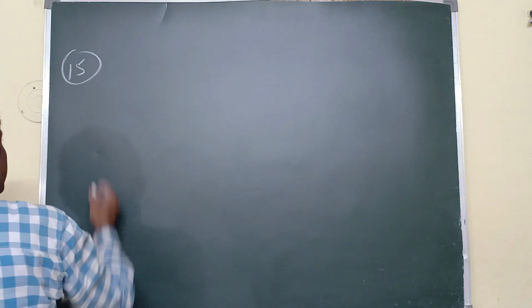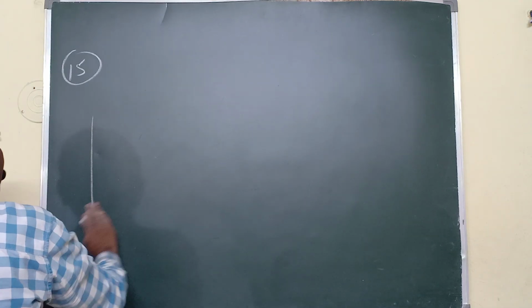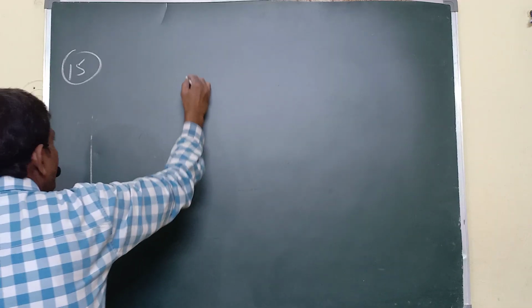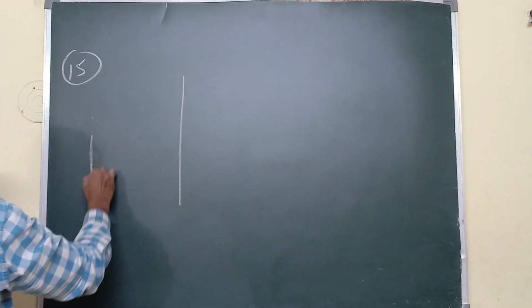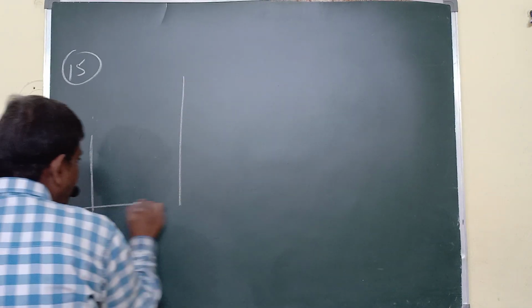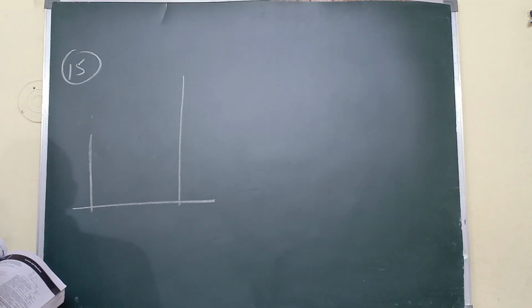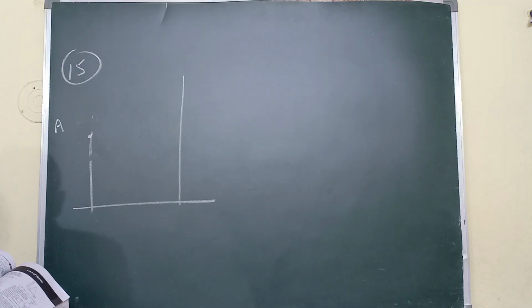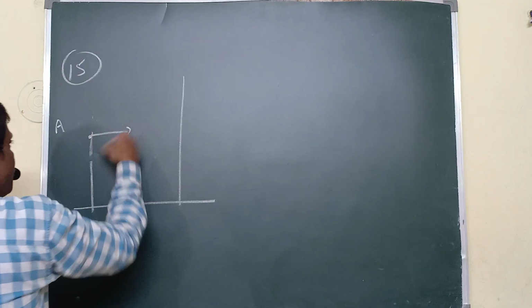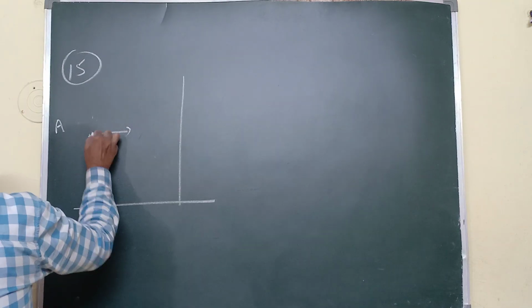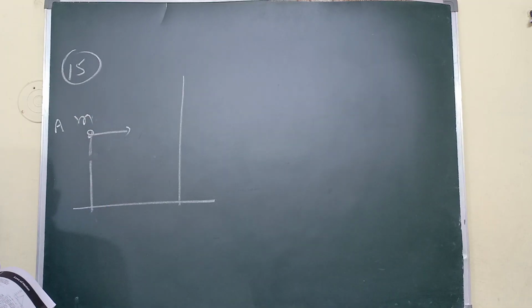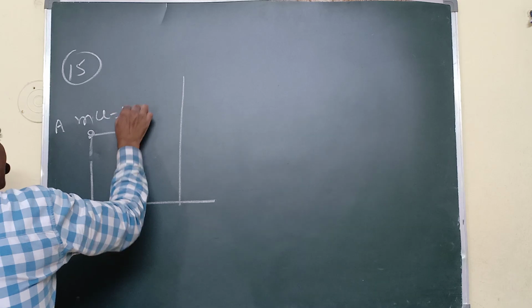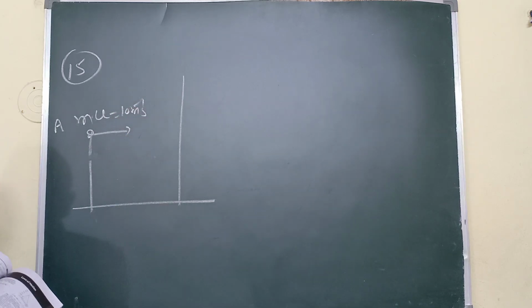So here, this is one tower and this is another tower. These are the towers, and this is the ground. Take this as position A. From here, one body is projected horizontally. What is its mass? m. What is its velocity? 10 meters per second.